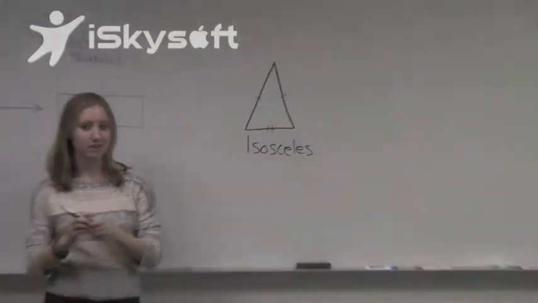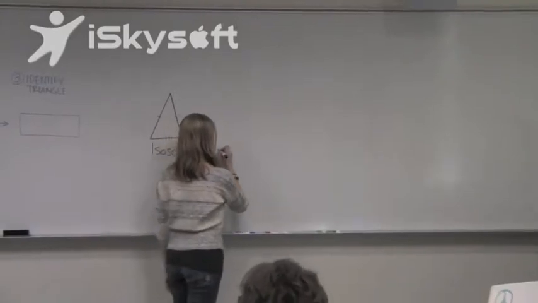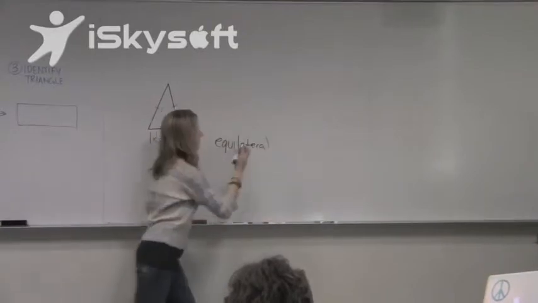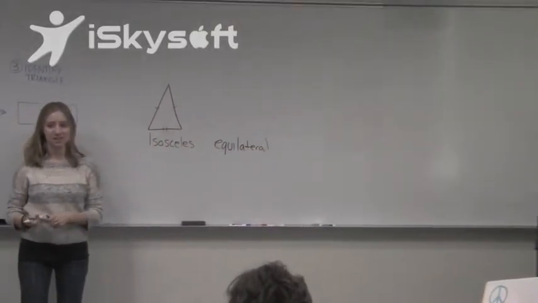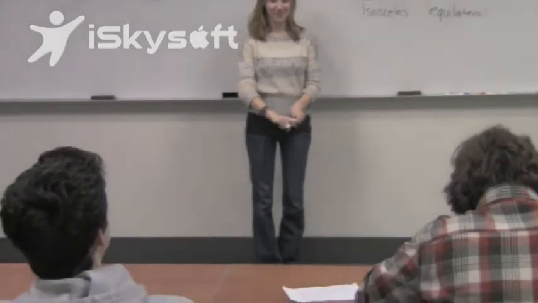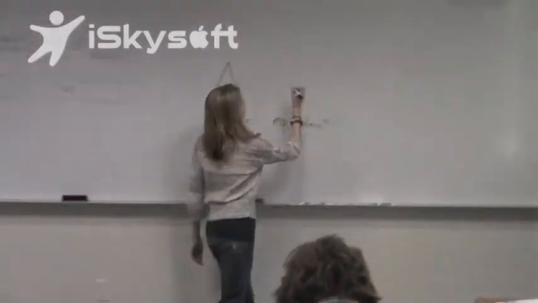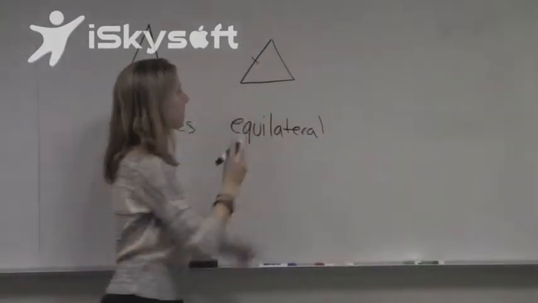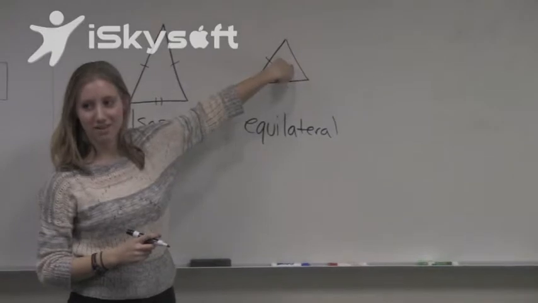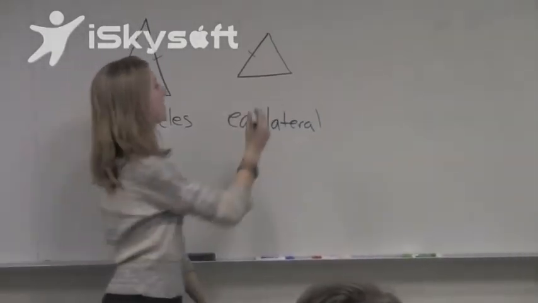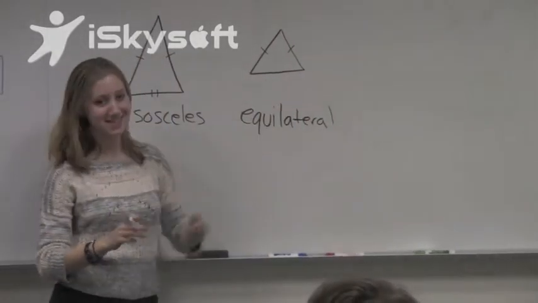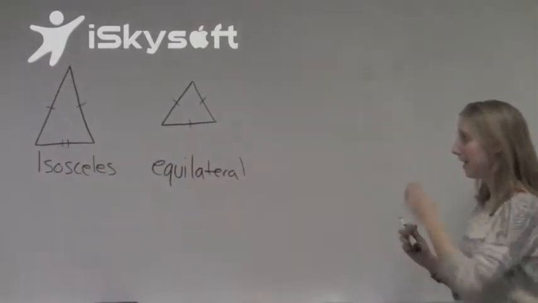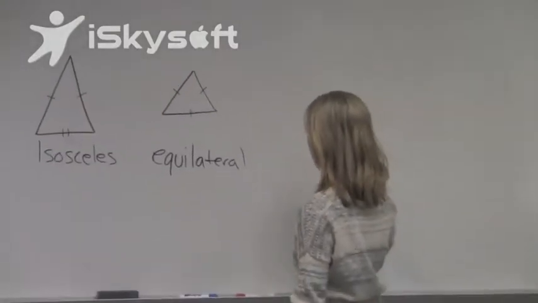So the second kind of triangle is called equilateral. Can anyone guess what an equilateral triangle might look like? Yes. Does it have all equal sides? Exactly. So an equilateral triangle might look something like this. Now if there's one tick mark on this one, how many tick marks are we going to put on this one? One. Perfect. And for the last one? One. Exactly. Now the last kind of triangle we have based on length here is what we call a scalene.